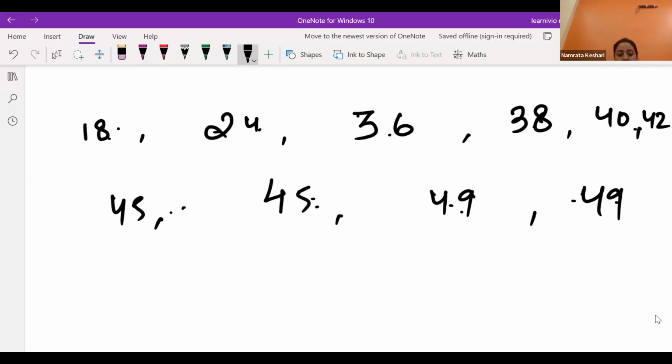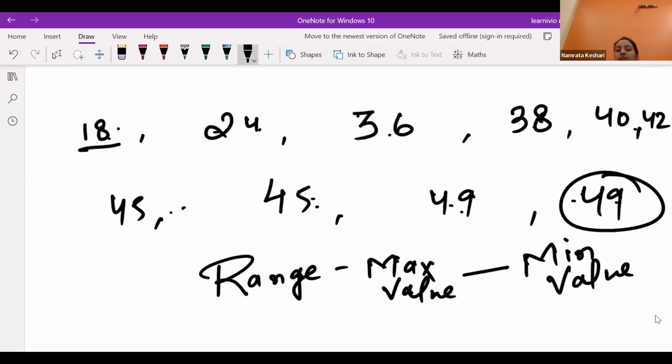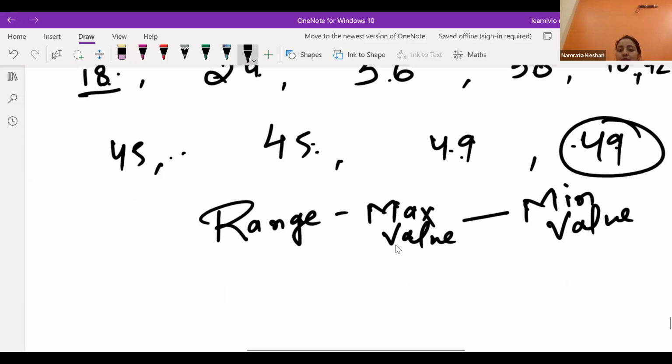Now if we have to find the range of this data, any time you see find the range of the given data, range means the maximum value in this data minus the minimum value. See carefully, the maximum value over here is 49 and the minimum is 18. So the difference between maximum and minimum is called the range of the given data. This is just a terminology which you need to know. There is nothing to understand over here.